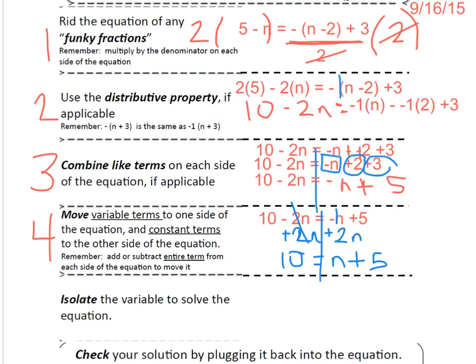Now that we've moved our variable terms over, we need to move our constant terms. Remember, we've already moved n over to where it's over here. So we need n all by itself. That means I need to get rid of this plus 5. To get rid of the plus 5, I'm going to do the inverse, which would be to subtract 5. So let's do that now.